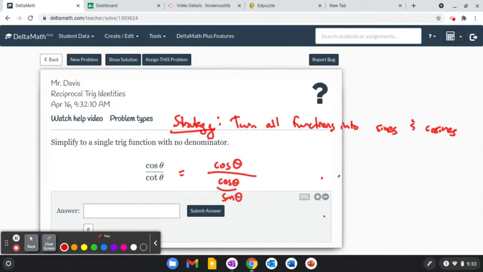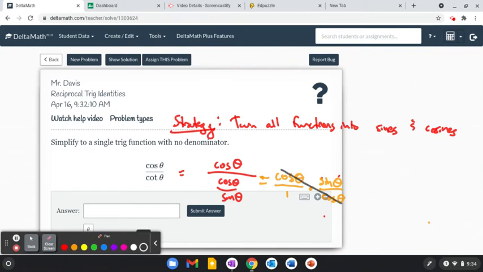It seems like we made it more complicated, but it's not really the case because we got all sines and cosines. So now this is called a complex fraction. It's a fraction within a fraction. So we're going to keep the top the same, cosine of theta, and you could even write that as cosine of theta over 1. And we're going to multiply that by the reciprocal. So we flip the bottom and multiply, so times sine theta over cosine theta.